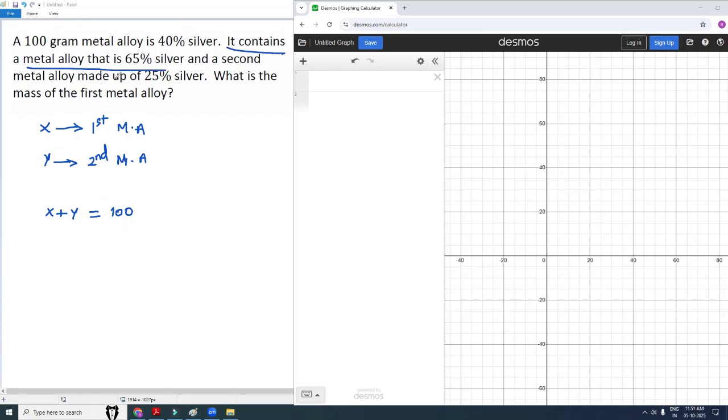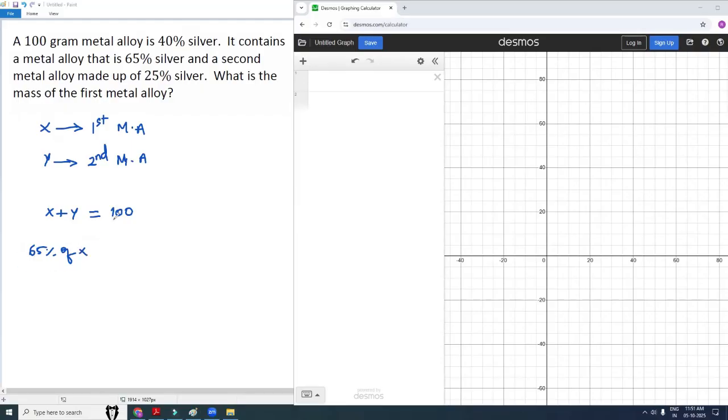The first metal alloy contains 65% silver. So we know that X represents the mass of the first metal alloy. Now to find the amount of silver in the first metal alloy, we have to calculate 65% of the mass. So 65% of X. This gives the amount of silver in the first metal alloy.